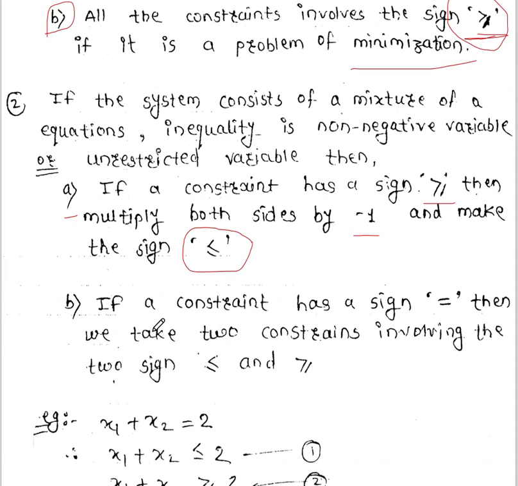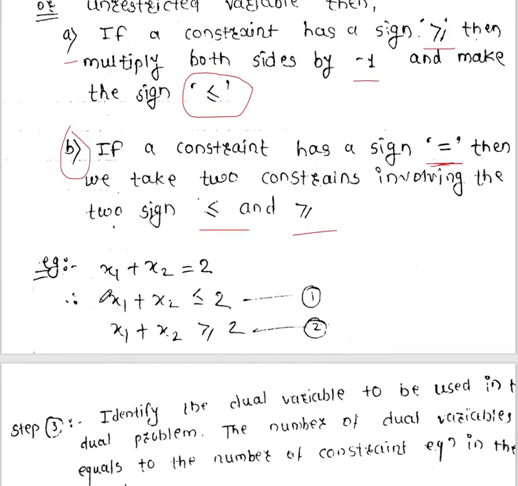Second, if the constraint has an equal to sign, then we take two constraints involving the signs less than or equal to and greater than or equal to. Suppose the problem is maximization or minimization and there is an equal to sign. This equality can be converted into two constraints: less than or equal to and greater than or equal to. For example, x1 plus x2 equals 2 can be written as x1 plus x2 less than or equal to 2, and the second constraint x1 plus x2 greater than or equal to 2. So this is the conversion of the equality sign.